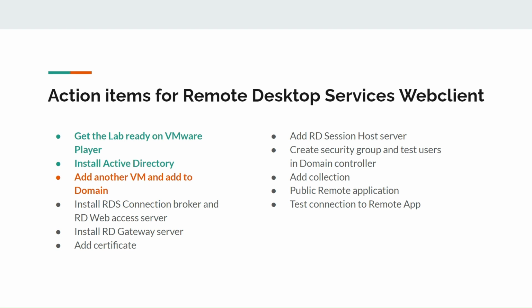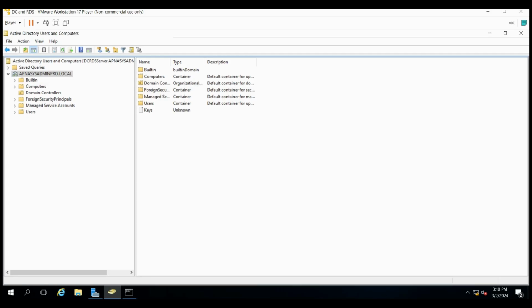In this series of remote desktop services, in this episode we are going to add another VM, add that VM to the domain, and then install remote desktop services. In the last episode, we created and installed Active Directory. So this is our Active Directory and this Active Directory is online. Let me switch on the other VM.